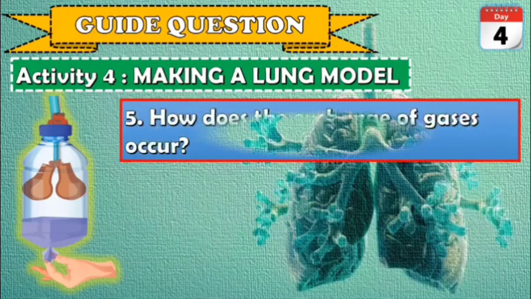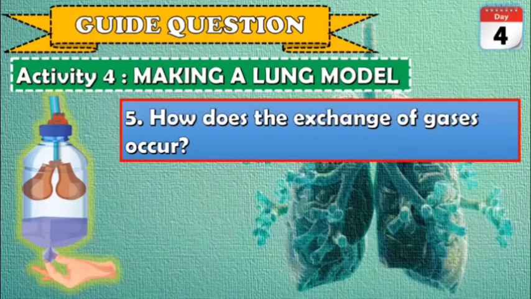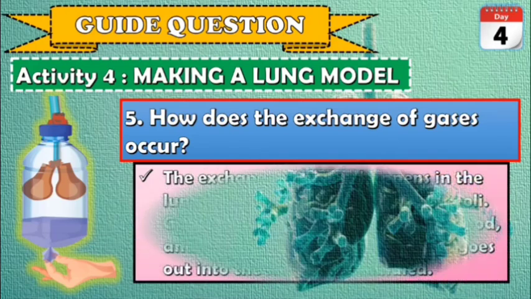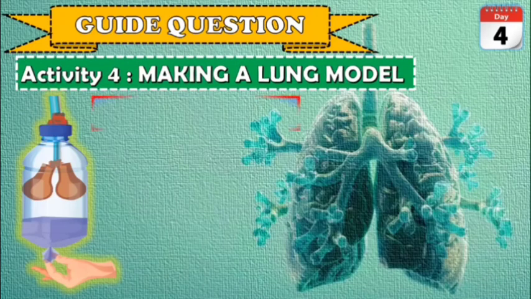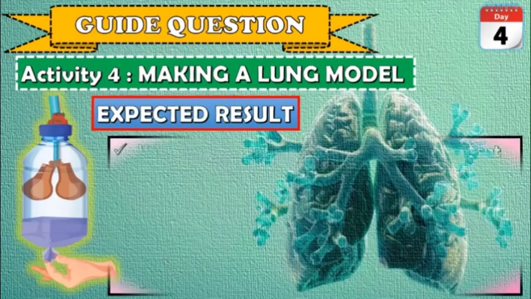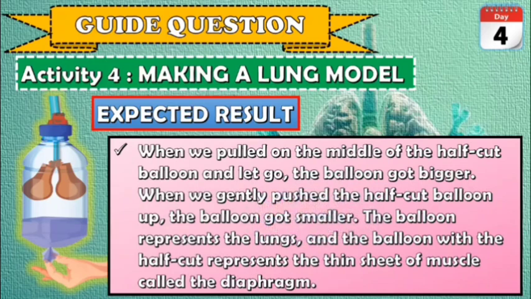Question number 5. How does the exchange of gases occur? The exchange of gases happens in the lungs inside tiny air sacs called alveoli. Oxygen from the air goes into the blood and carbon dioxide from the blood goes out into the lungs to be exhaled.